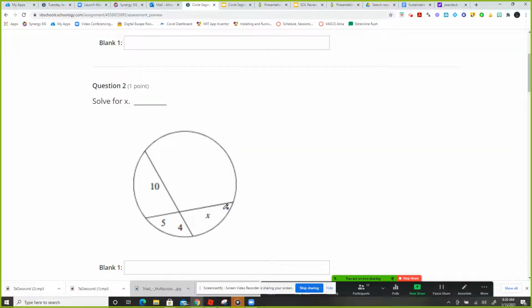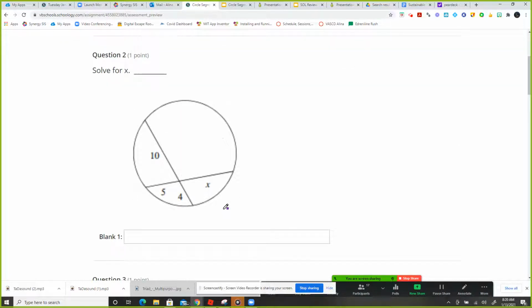So question number 2 is like example number 2. We've got an x, so we're going to cross multiply. We're going to take one diagonal, the 5 and the x, and multiply those together. So 5 times x. And then we take the other diagonal, the 10 and the 4, multiply those together, and set them equal. So when you solve that equation, what do you get for x? 8. Fantastic.